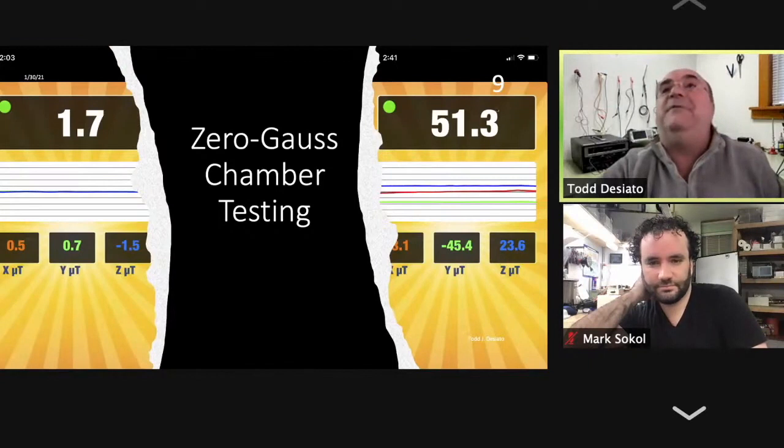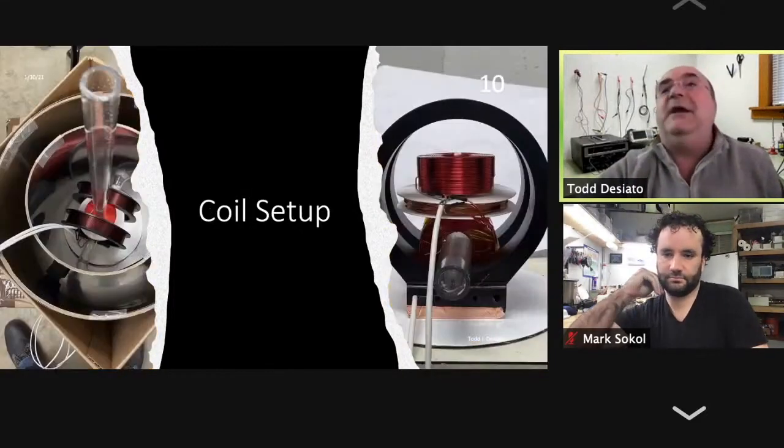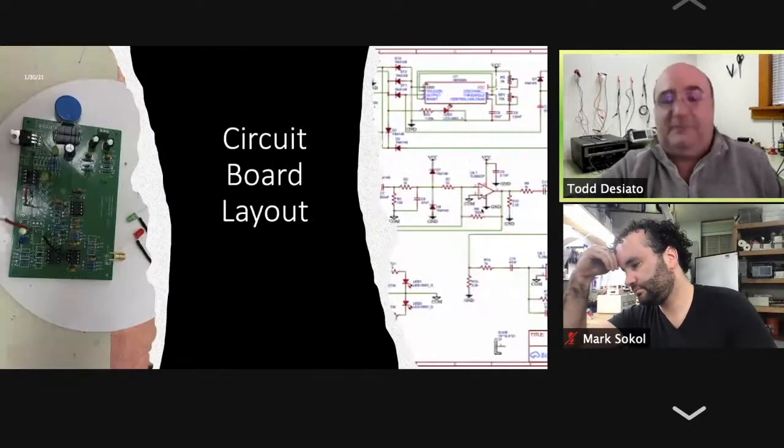Where I had 51.3 microtesla previously, now I have 1.7. So it worked quite well. I have a little bit of extra field. Most of it is in the Z component, probably because there's no top on it. But what I did was I added a thin coil here in between to null out that last little bit of Z field.